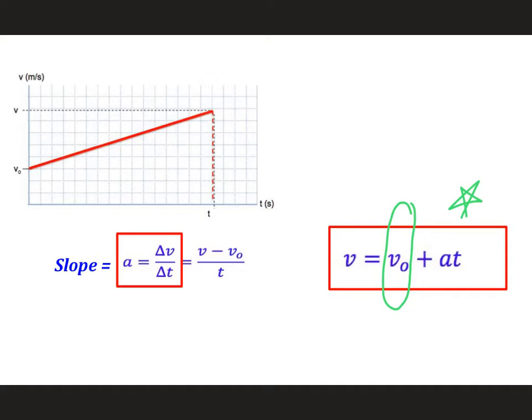V sub o refers to the initial velocity, the velocity when time is equal to 0. And so that's going to be a really important part because that's what sort of starts the motion.